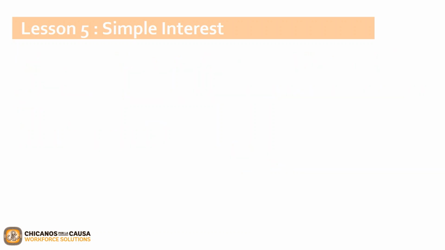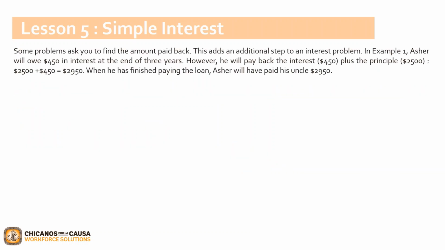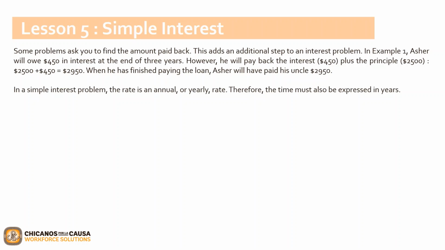Some problems ask you to find the amount paid back. This adds an additional step to an interest problem. In Example 1, Asher will owe $450 in interest at the end of 3 years. However, he will pay back the interest, $450, plus the principal, $2,500. When he has finished paying the loan, Asher will have paid his uncle $2,950. In a simple interest problem, the rate is an annual, yearly rate. Therefore, the time must also be expressed in years.